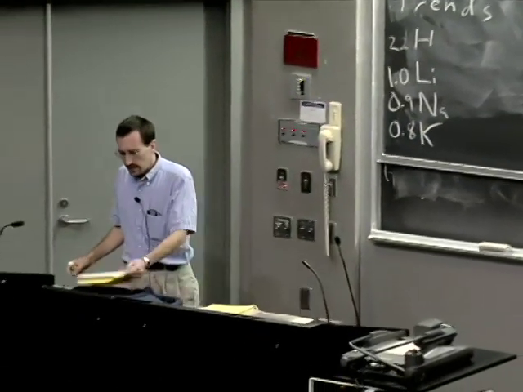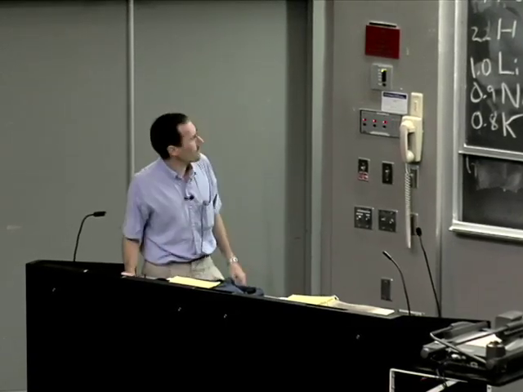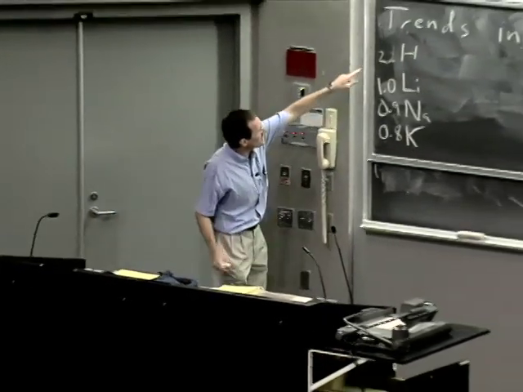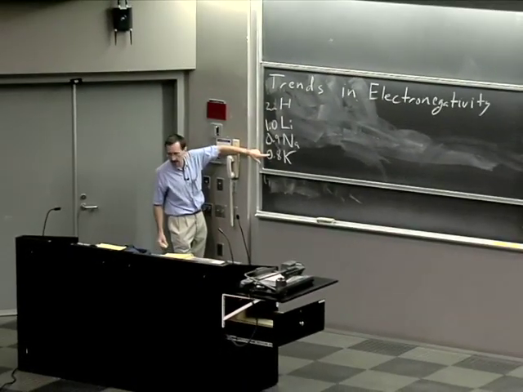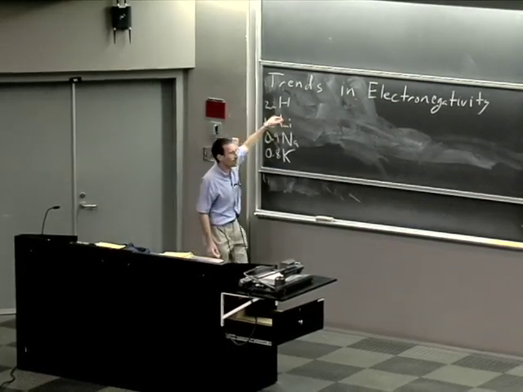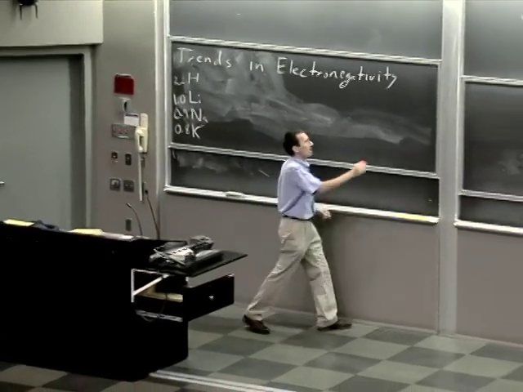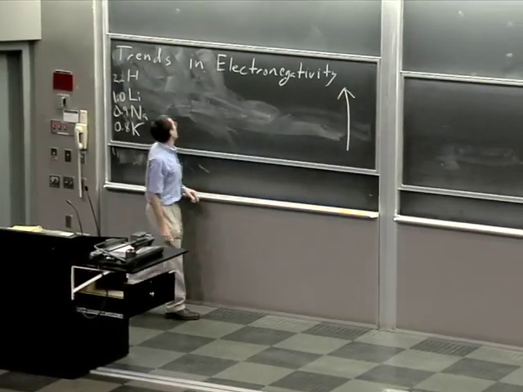Now, again, keeping with our view of the periodic table, we're seeing something here. We're seeing that as we move down the periodic table, our electropositivity increases, or conversely, as we move up the periodic table, our electronegativity increases. So I'll draw this arrow here.